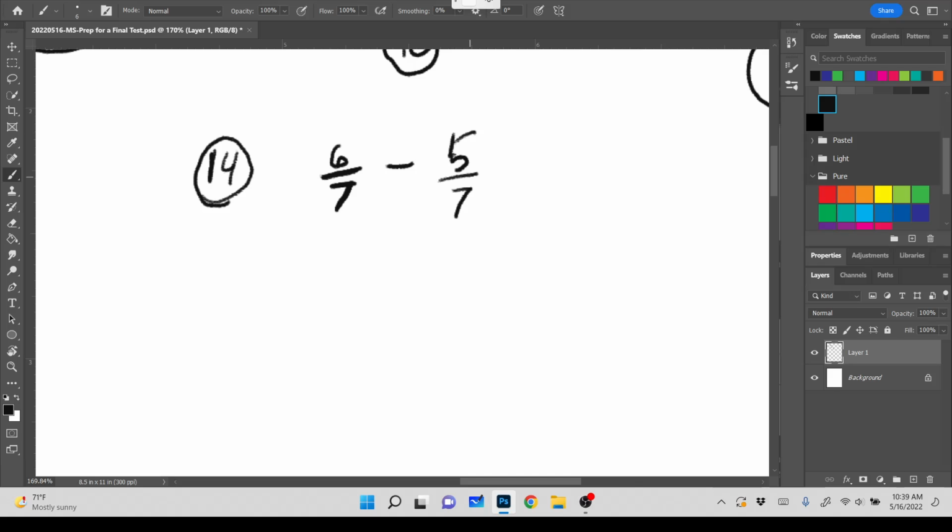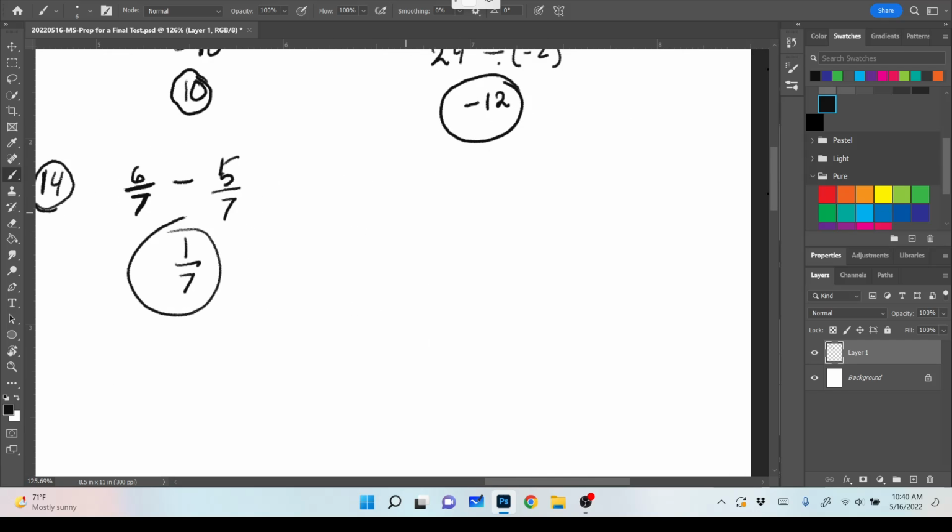What should we do? Subtract. 1/7. And just common denominator. So just subtract. Do we stack them? We just subtract the numerators. Just like, because it's already got a common denominator, right? Yes, right.